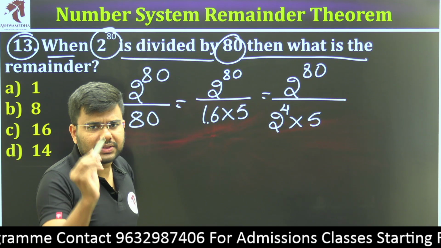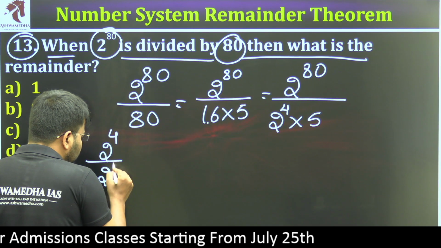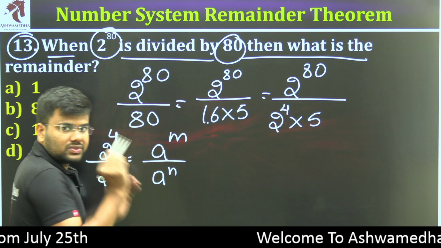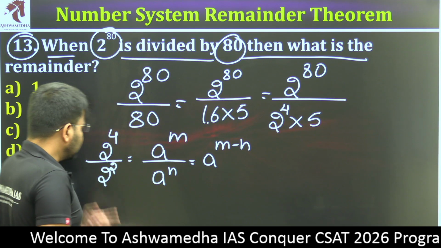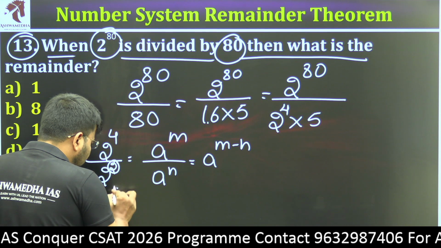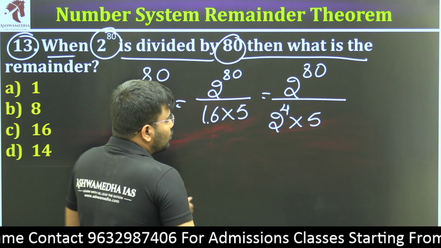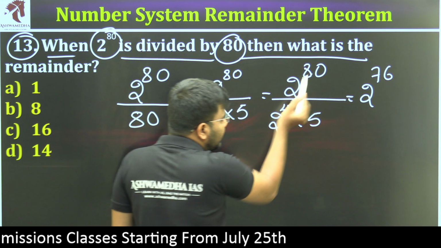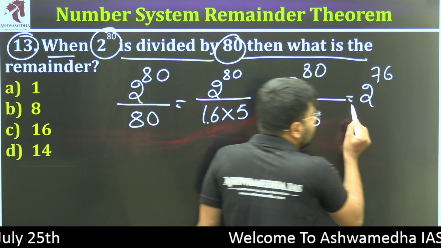You know how to cancel the powers, that is the rule of exponents: a to the power of m divided by a to the power of n is a to the power of m minus n. 2 power 4 divided by 2 square means 2 power 4 minus 2, that is 2 power 2. Apply the same thing here. 2 power 80 divided by 2 power 4 into 5 is 2 power 76 divided by 5, that is 80 minus 4.